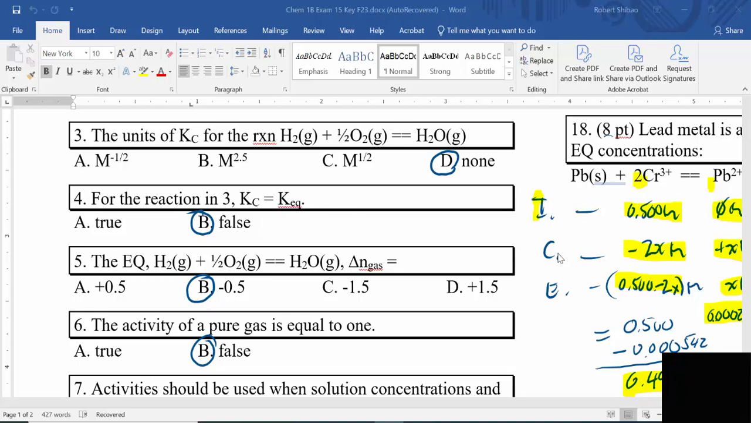6, the activity of a pure gas is equal to 1. Its activity doesn't change.